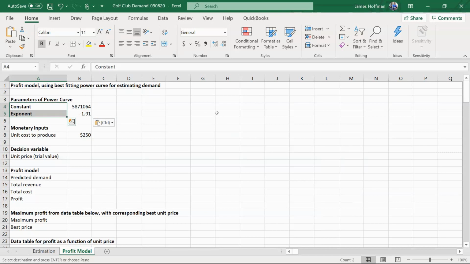Okay, if you want, you can unbold the subtitles. So if you select A4 and A5, the bold shortcut is Control B, and that also takes away bold. So if you hit Control B, that'll undo the bold.